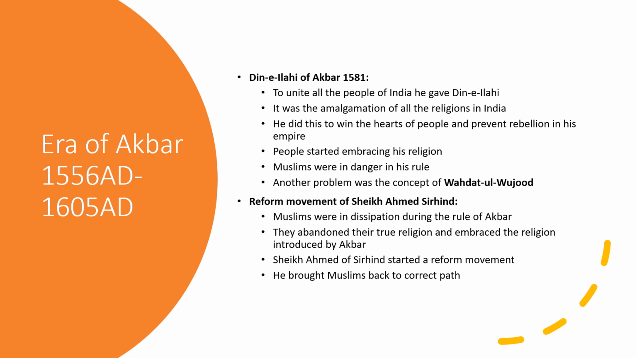by Akbar. Why did he do so? He did so to win the hearts of the people, to unite all the people, and to give people an impression that we are all one and we are united, so that rebellion could be prevented. And there would be no mutiny, no dissidence, and nothing that could threaten the rule of Akbar.